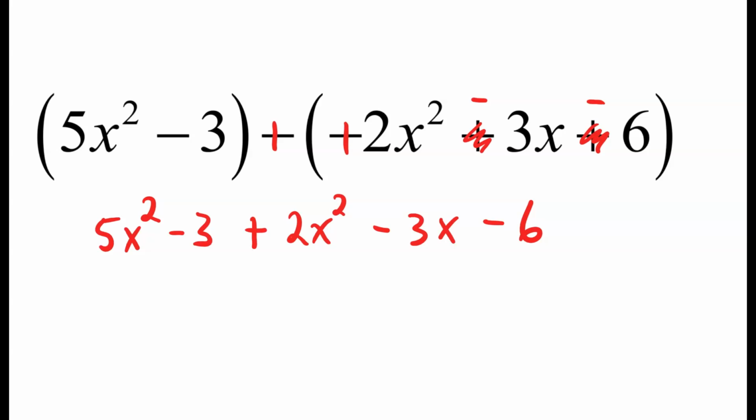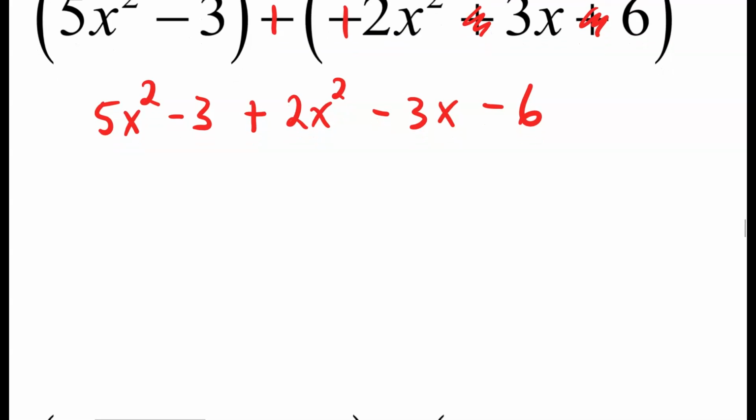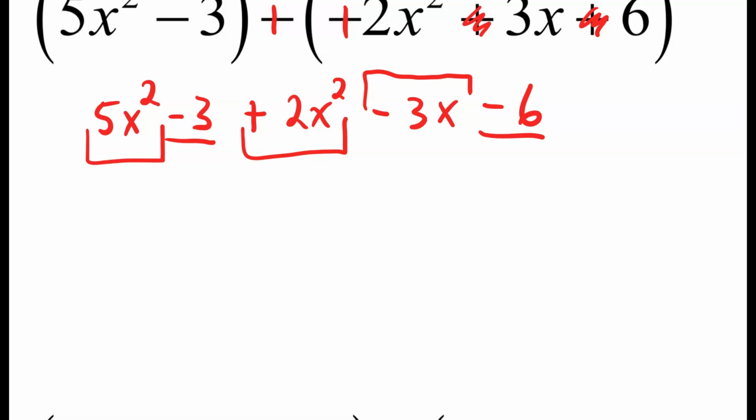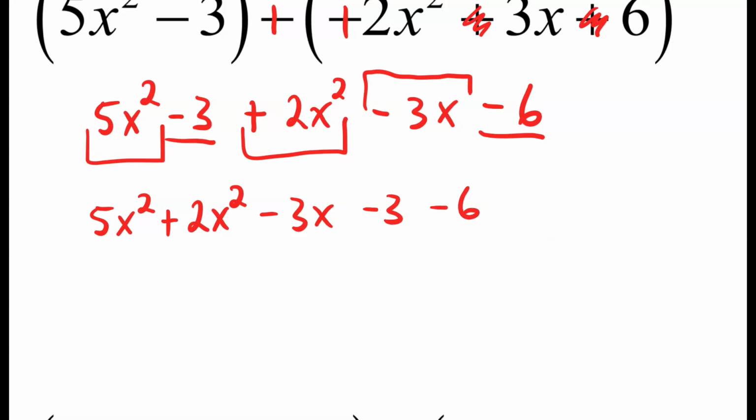Now the last time I did it vertically, this time I'm going to look at doing it left to right. So I have my x squared here and a positive x squared here. I have an x, and then I have my constant of -3 and -6. Writing this out, I'd have 5x squared plus 2x squared subtract 3x subtract 3 subtract 6.